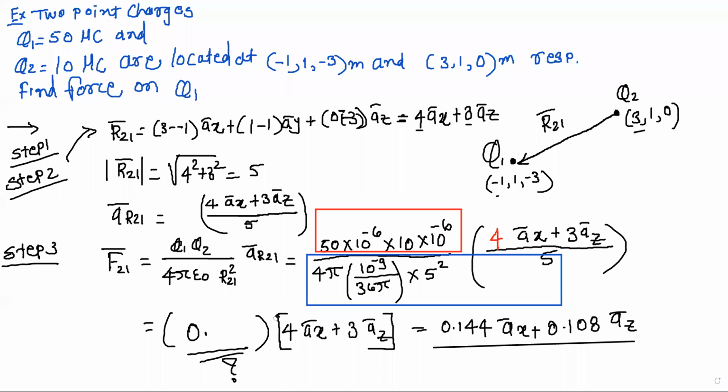0.036. Okay, make it correct. Somebody said 0.16. 0.036. Check it out now. So this is the final answer. Are you getting this? Okay, so let's move ahead to understand the next concept.